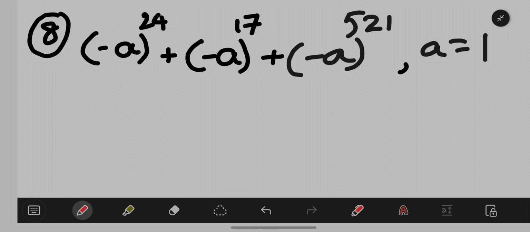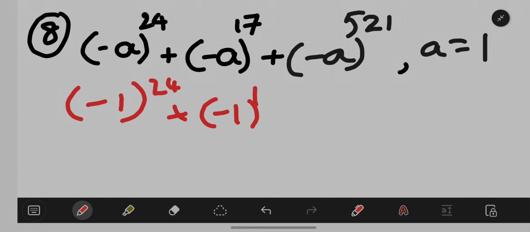Clear? Now, eighth question, find the value of (minus a) power 24 plus (minus a) power 17 plus (minus a) power 521, where a is equal to plus 1. Okay, see here carefully. So look at this here, minus a is minus 1 finally. So minus 1 power 24 plus minus 1 power 17 plus minus 1 power 521. Again, we are going to use the same rule.